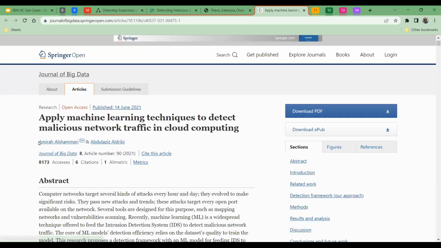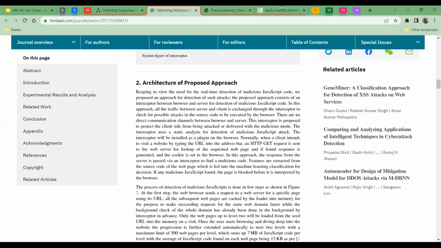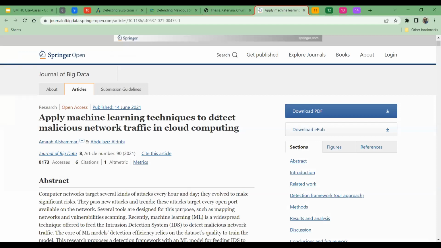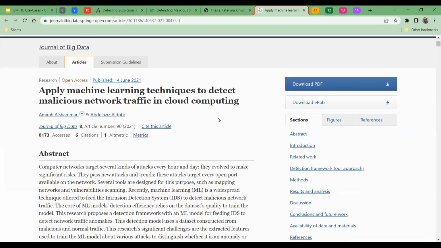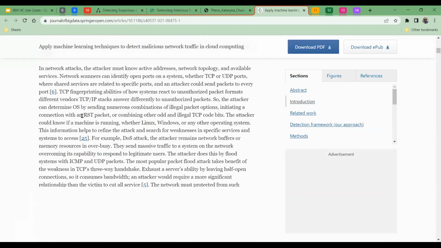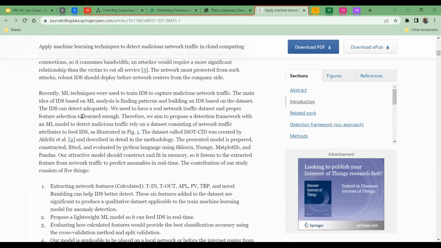The third one is a research paper published in Springer: applying machine learning techniques to detect malicious activities and traffic in cloud networking. The earlier one discussed HTTP requests and so on, but here we can also detect for the cloud. Cloud computing, the famous clouds like Google Cloud Platform and Amazon Web Services, can also have malicious activities. They have discussed in depth what the cloud network architecture is and how you can implement these techniques.